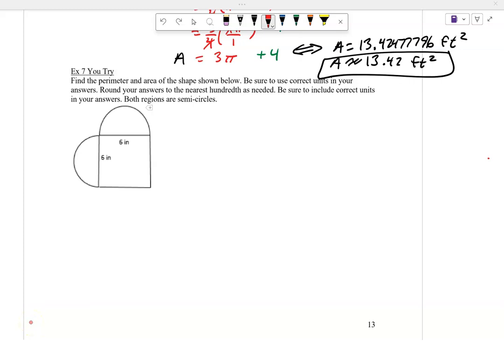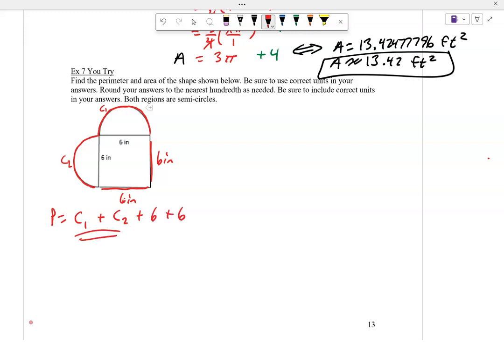Let's do the perimeter on this first. So it looks like I have a half a circumference there and another half a circumference there. Let me call that circumference 1, half a circumference 2. So this perimeter is that half a circumference, that other half a circumference, which is the same amount, and then this side, which is 6 inches, and that side, which is 6 inches.